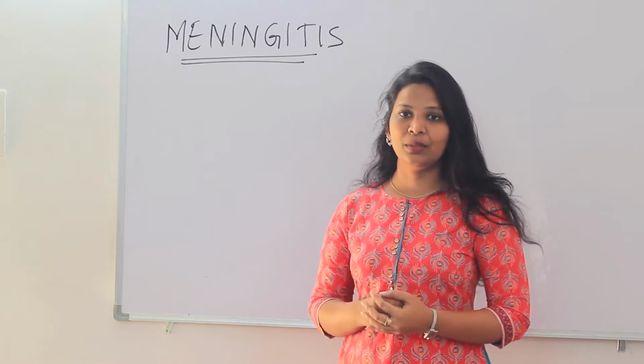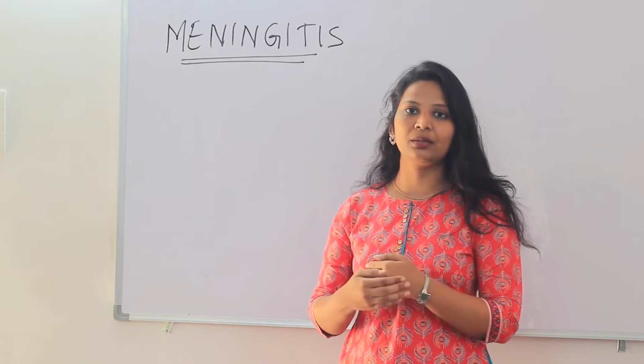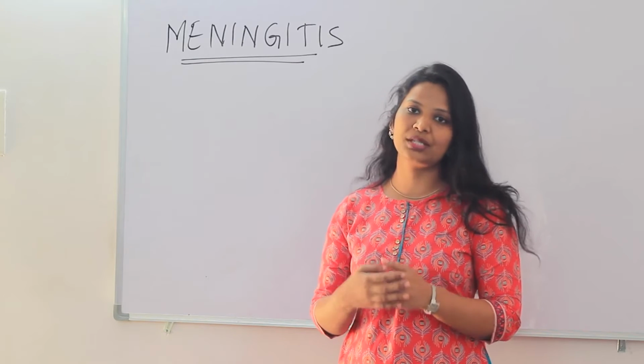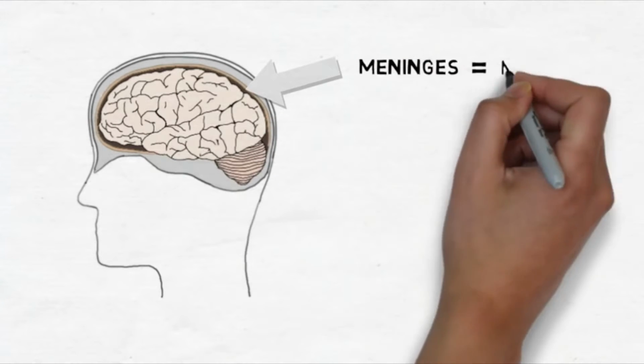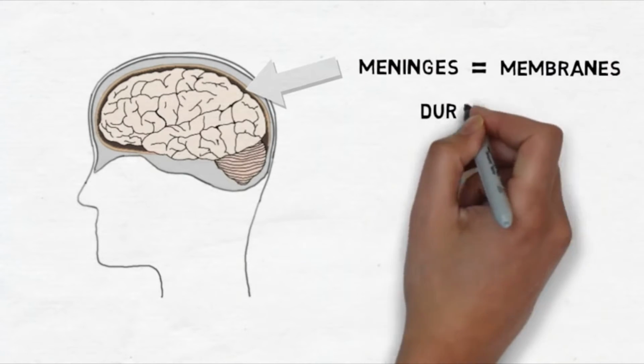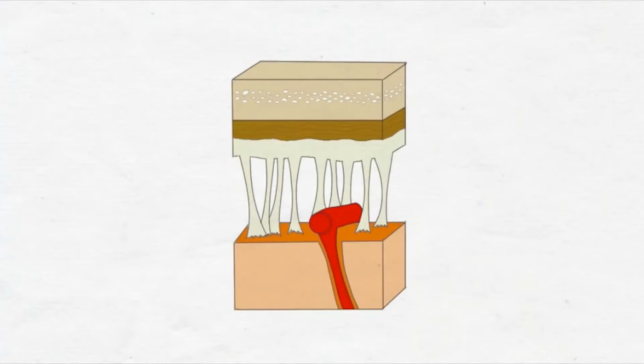Meninges is a Greek term which means membranes. Membranes surround the brain and spinal cord, forming a protective layer. As I told you, meninges means membranes. It consists of dura mater, arachnoid mater and pia mater. Now let's see the layers in detail.